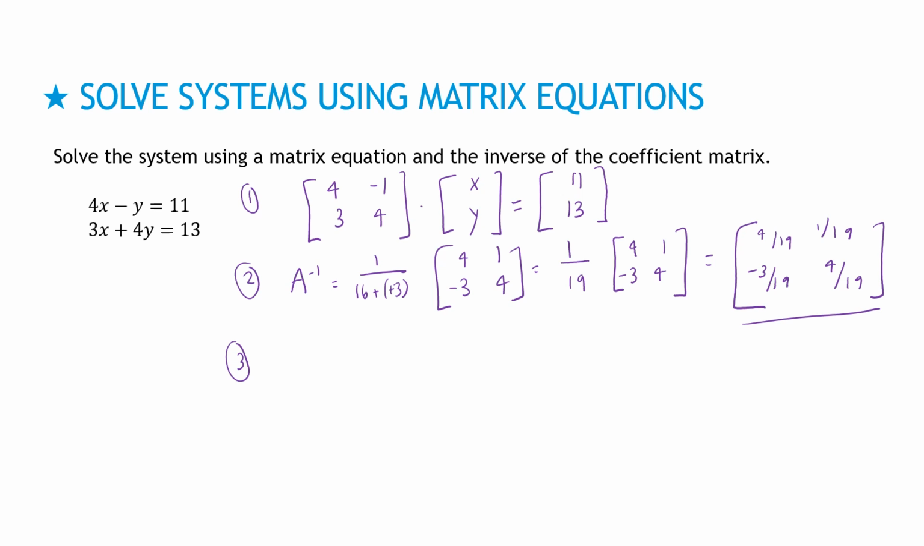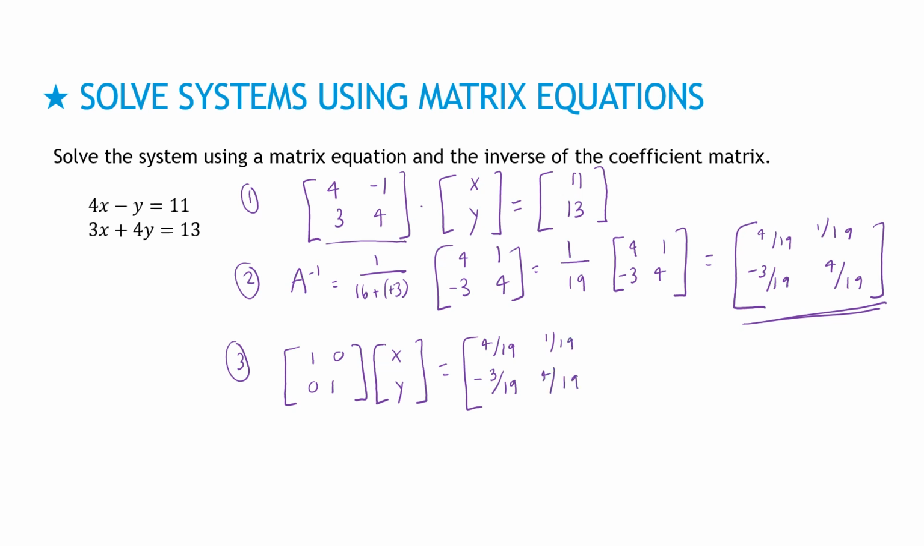And just for the sake of room, and it's fine with me if you do this on your assessment, just make sure that you understand why we're able to do this. Instead of rewriting this times this, I'm just always going to know that that's going to give me 1, 0, 0, 1. So I'm just going to cheat and go straight to 1, 0, 0, 1 times xy. And then here I'm actually going to show what I'm going to multiply: 4/19, 1/19, negative 3/19, 4/19. I'm multiplying that by the existing 11, 13, and then I'm just going to find my solution.